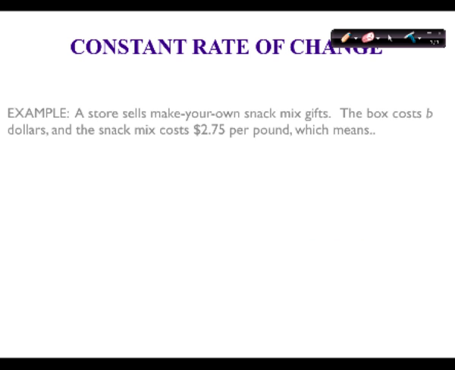Okay, so here's an example. A store sells make your own snack mix gifts. The box costs B dollars, and the snack mix costs $2.75 per pound, which means, tell the person next to you. So everyone, take turns. What does it mean that the snack mix costs $2.75 per pound? Go.